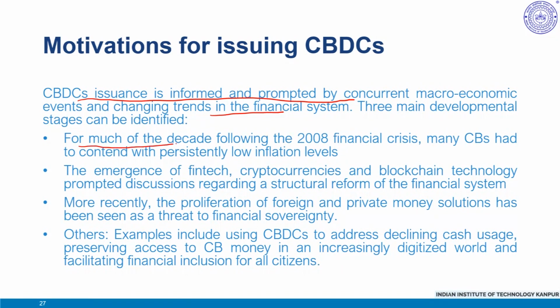For much of the decade following the 2008 financial crisis, many central banks had to contend with persistently low inflation levels. So there is a backdrop of persistent low inflation. Following the 2008 financial crisis, stimulating efforts such as quantitative easing proved less effective than initially anticipated, leading to an increase in the size of financial market and meager growth in the real economy. In this backdrop of persistent low inflation, proposals for unconventional monetary policy utilizing government electronic money emerged.